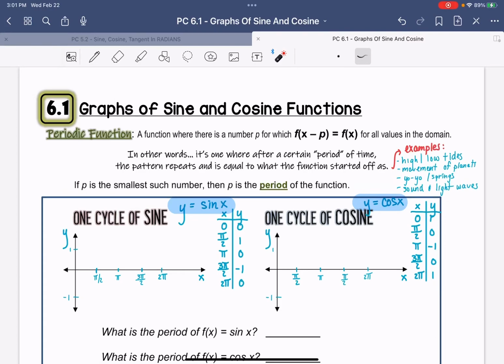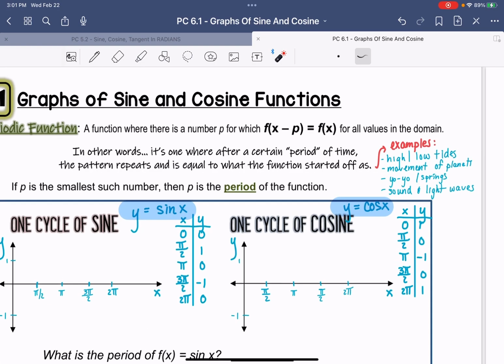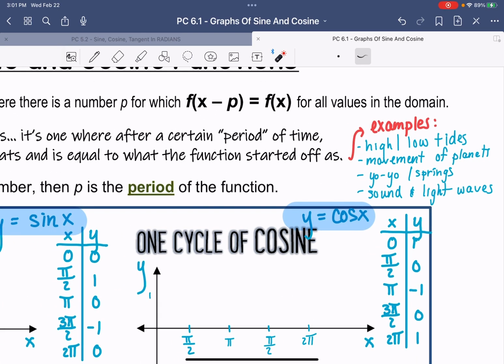Today we will be graphing sine and cosine curves. So our sine and cosine functions are examples of periodic functions. A periodic function is simply a function that will repeat after a certain period of time. They're periodic, so examples in real life can be modeled using a sine or cosine curve.